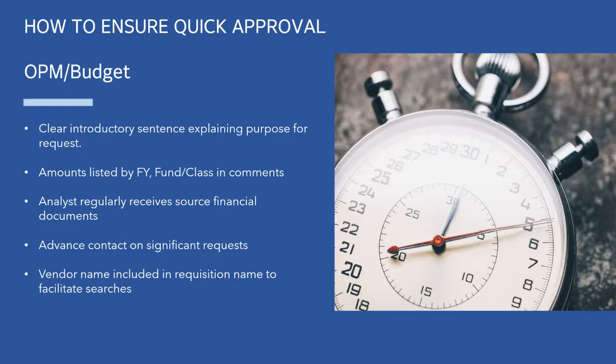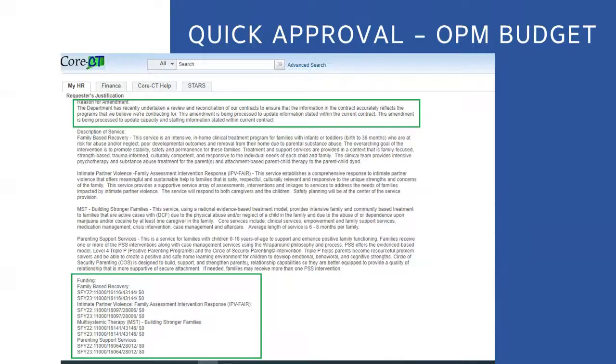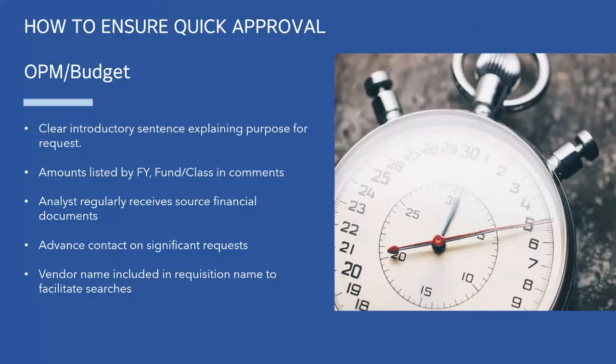As Kathleen mentioned, it's extremely helpful for us to have the vendor name included in the requisition name because we very often perform searches to look back at prior requisitions, and having that in the requisition name makes that search process much easier. Next slide, please.